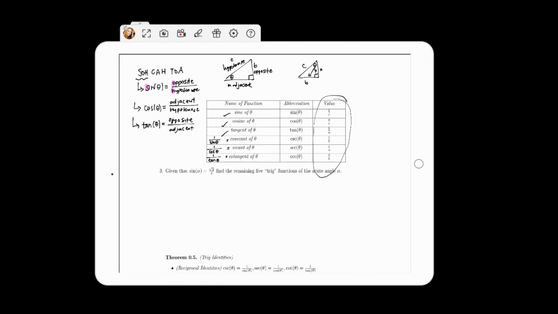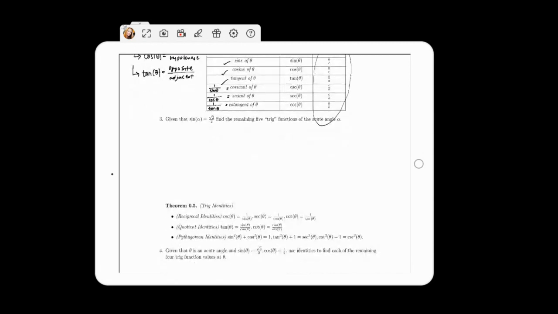Okay, so let's see a concrete example of how this all works. In problem 3, we're given that the sine of an angle alpha is equal to root 2 over 2, and we want to find the remaining 5 trigonometric functions of the acute angle alpha. So the way that you have to understand this problem is that we have a triangle and we have an acute angle, so not the right angle, but either angle. We can say choose this one, it doesn't matter.